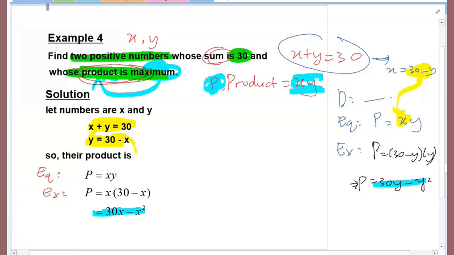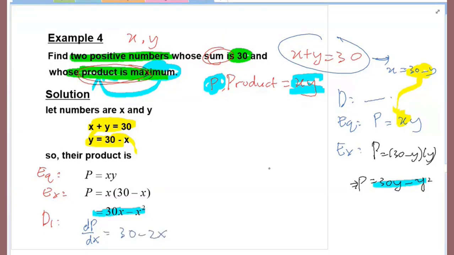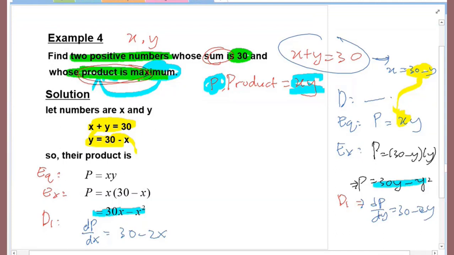And then the next step is to find D1. D1 is to differentiate P with respect to x: 30 minus 2x. Same here, differentiate P with respect to y. And the next is D double prime. But it's not complete yet, because we're going to find the x value.